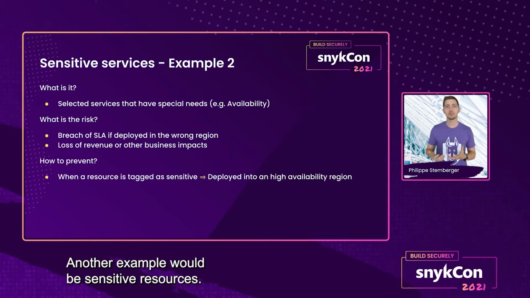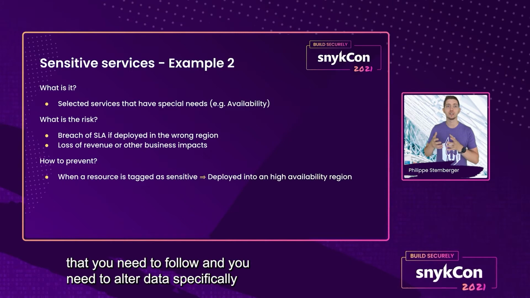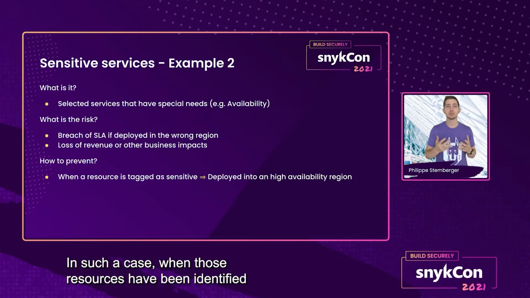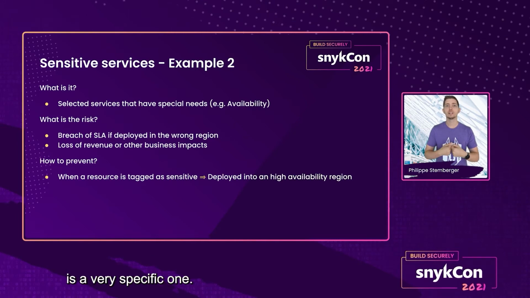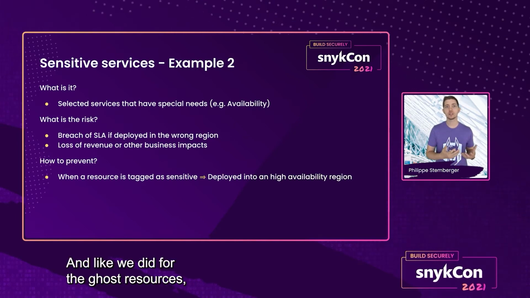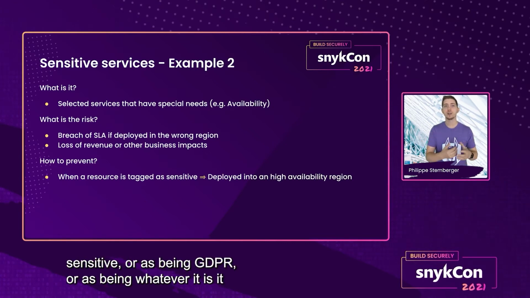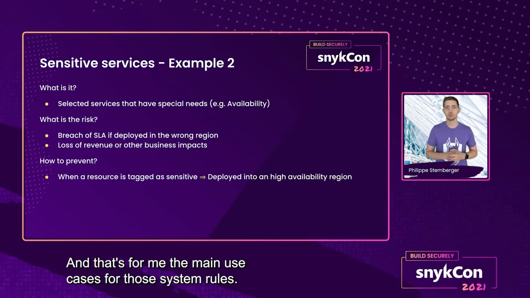Another example would be sensitive resources. Here I'm talking about all of the resources that are critical for your business. For example, if you have some regulations that you need to follow and you need to host your data specifically in Europe, or if you have some high availability and therefore you need to be deployed in a specific region. In such a case, when those resources have been identified, you will want to enforce that their region of deployment is a very specific one. And like we did for the ghost resources, we can now produce a custom rule that will check that if a resource is being tagged as being sensitive, or as being GDPR, or whatever it needs to be, we can make sure that the region for the deployment is enforced to what we want it to be.